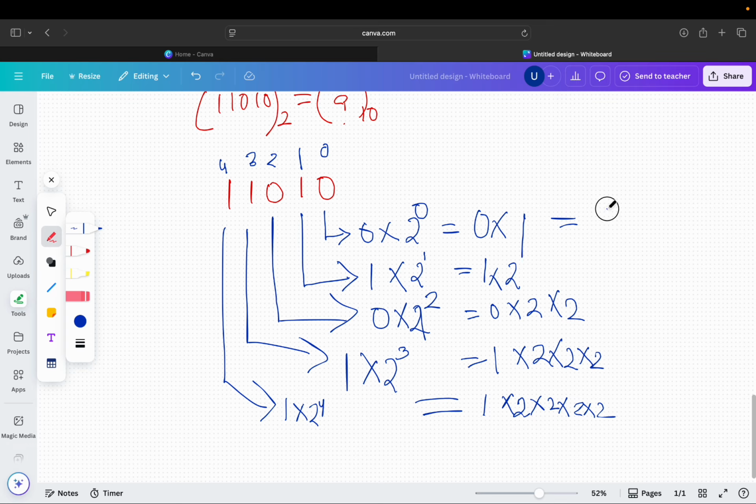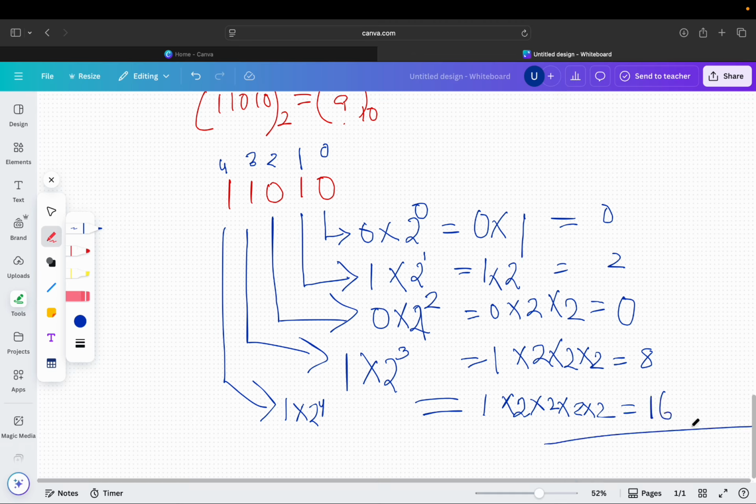Let's see the value. This is 0. This is 2. This is again 0. This is 8. And this one is 16. So let's add all of these numbers. 8 plus 2 is 10, plus 16. The answer will be 26.